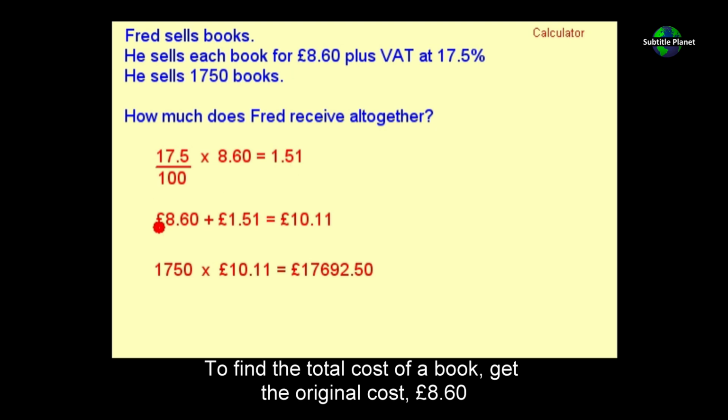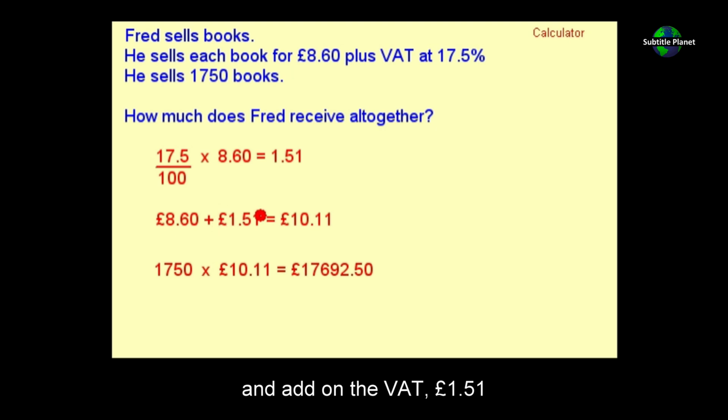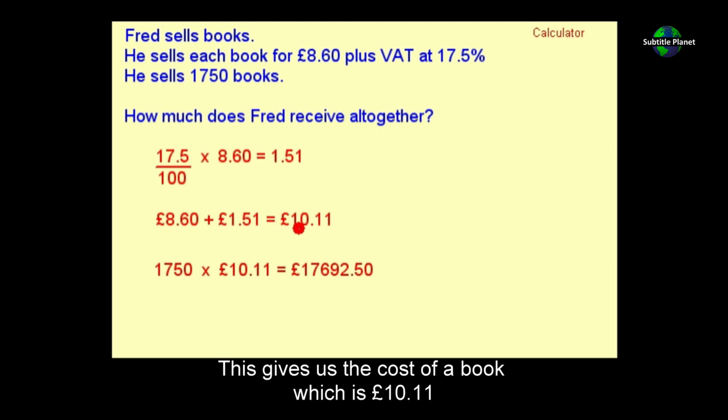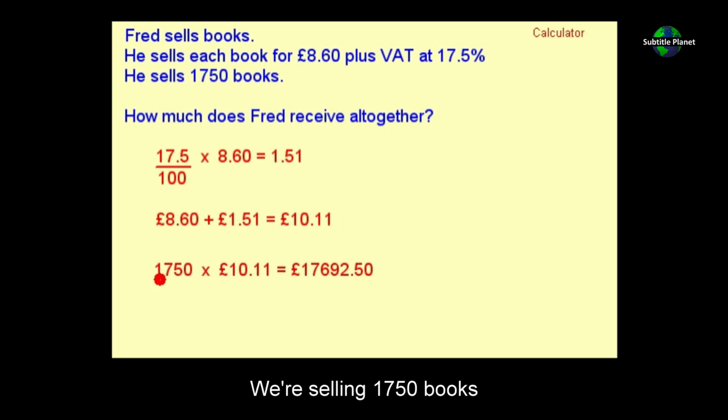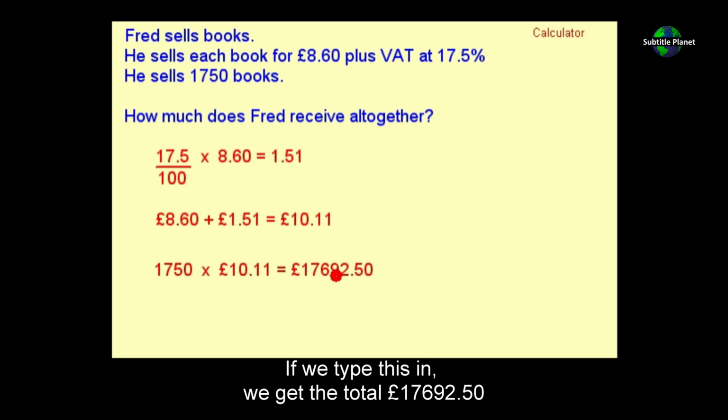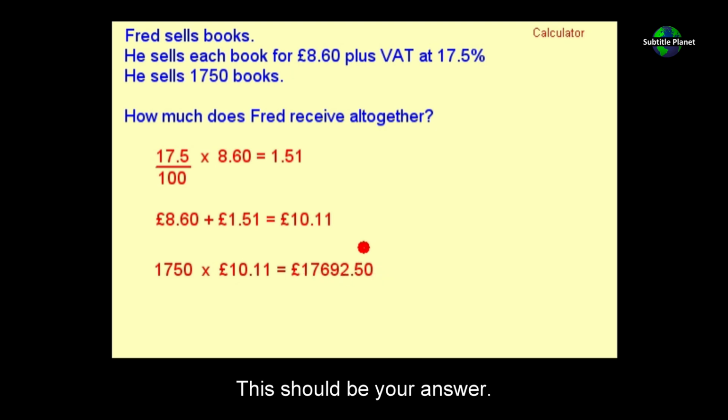To find the total cost of a book, get the original cost, £8.60, and add on the VAT, £1.51. This gives us the cost of a book, which is £10.11. We're selling 1,750 books, so we've got 1,750 times our £10.11. If we type this in, we get the total, £17,692.50. This should be your answer.